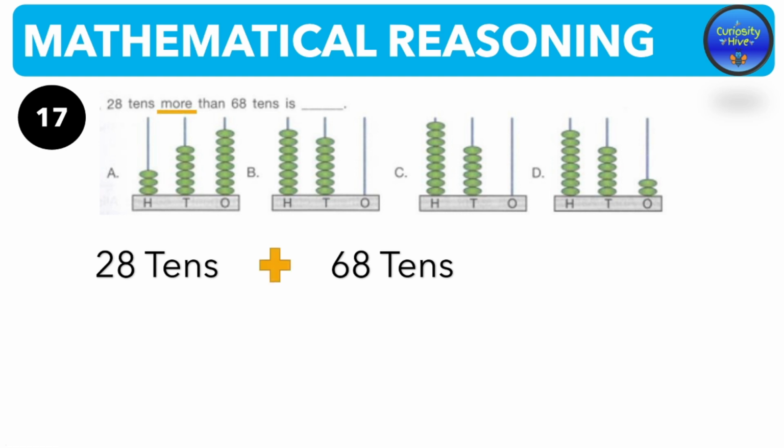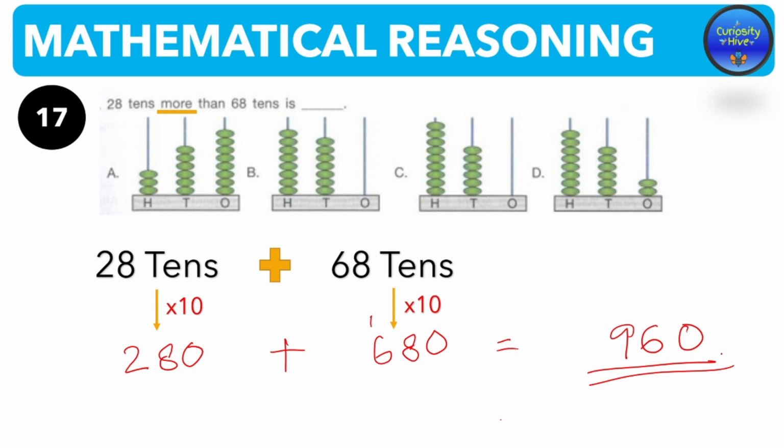That's what more indicates. Now 28 tens, as I had explained earlier, 28 times 10. And similarly 68 tens is 68 times 10. So this is equal to 280 and 680. And this sums up to 960. And the abacus showing 960 is option C. You can count this, though it has 9 in hundreds, 6 in tens, and 0 in ones.